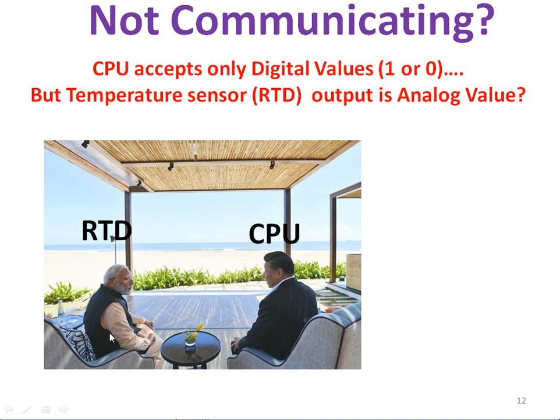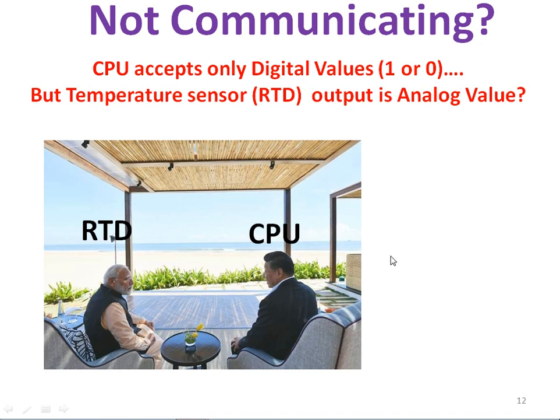So let us assume our Prime Minister is considered as RTD and the Chinese President is considered as CPU. Assume that our Prime Minister knows only Hindi and the Chinese President knows only Chinese. It means the CPU knows only binary values, ones and zeros. So RTD knows only analog values, an analog signal, which may be a voltage signal or current signal. So this analog value is equivalent to Hindi and binary value is equivalent to Chinese. So he knows only Hindi and he knows only Chinese.